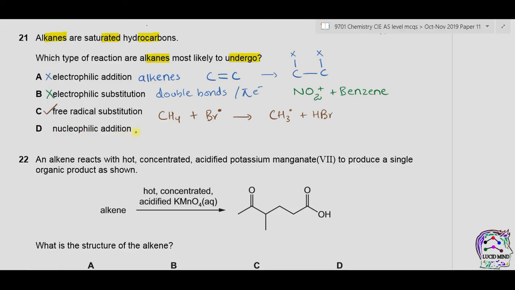D is nucleophilic addition. Now we know that addition cannot take place in alkanes because no pi bonds are present. Nucleophilic addition can take place in aldehydes and ketones, for example, the addition of HCN to form hydroxynitrile. So D is incorrect for alkanes. The correct answer is therefore C.